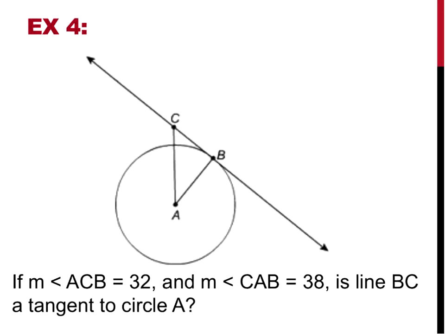Let's try another one. This is a different kind of question. Do not go and draw your 90 in. You're going to see why in a second. Let's see what it gives us. It says the measure of ACB is 32. Can you guys all draw 32 on your paper, please?